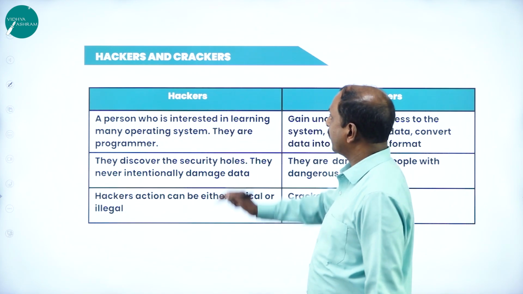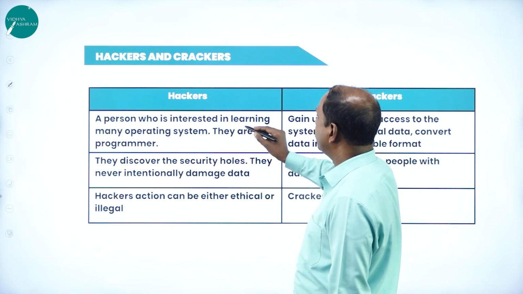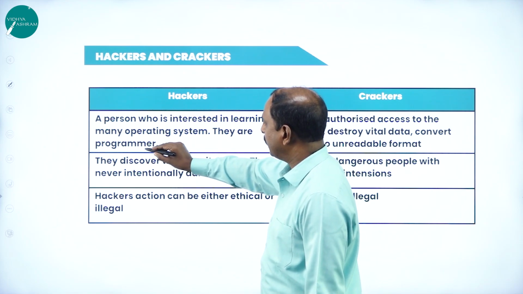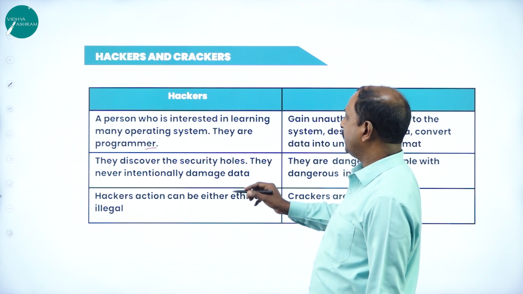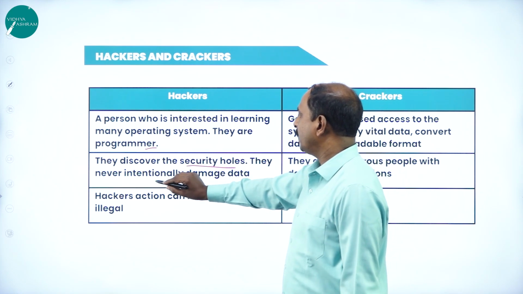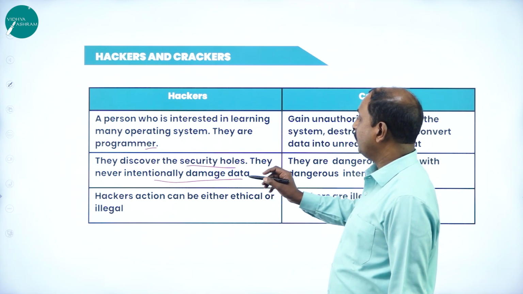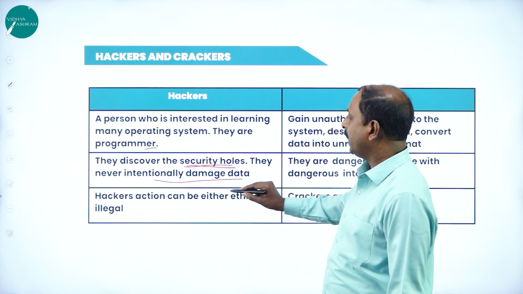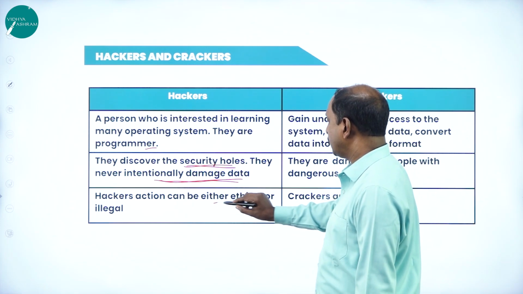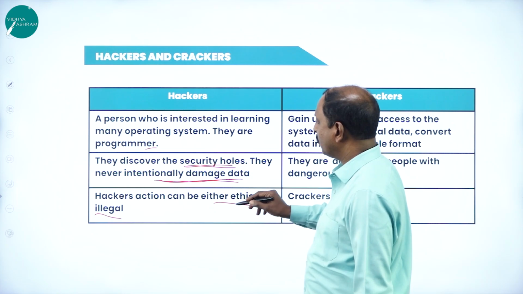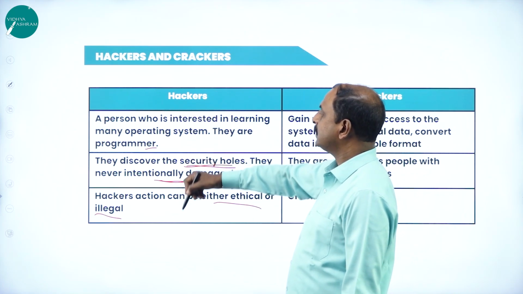Next definition is hackers and crackers. Now here, what are hackers? A person who is interested in learning many operating systems, they are programmers. Hackers are programmers well versed in programming concepts, and they discover security holes. They never intentionally damage the data. As and when they are working with the computer system and network, they may find security holes in the network and enter it, and they will not damage your data. Hackers can be either ethical or illegal. So there are two types of hackers. One is legal, called ethical. The second one is illegal.